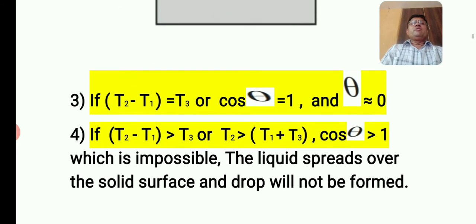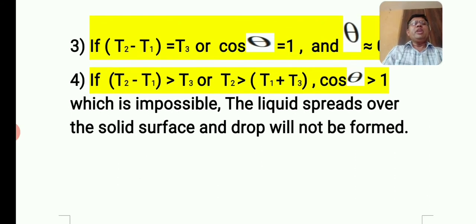Now, in the fourth case, if T2 minus T1 is greater than T3, or T2 is greater than T1 plus T3, then the value of cos theta becomes greater than 1, which is impossible. The liquid spreads over the solid surface and the drop will not be formed, because here theta lies in the third quadrant. That's why the angle of contact theta is more than 180 degrees. That's why it is impossible; the liquid spreads over the solid surface and the drop will not be formed.